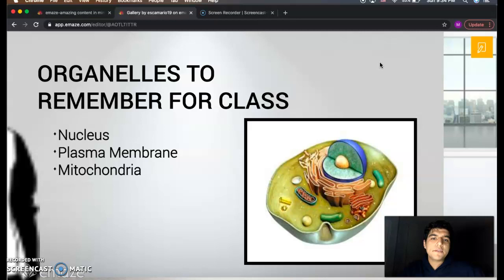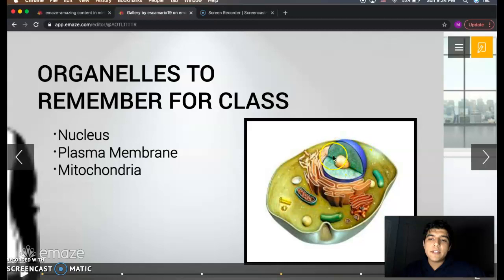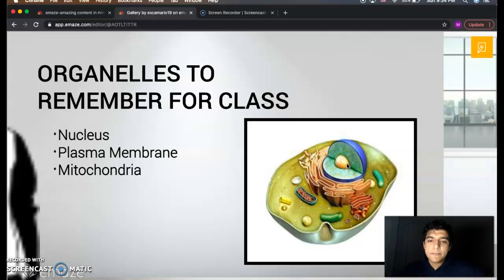Finally, a few organelles to remember for class. We will be covering more detail about these organelles in class. They are the nucleus, the plasma membrane, and the mitochondria. Okay, so like I mentioned earlier, the nucleus is this big central portion of the cell, where the DNA is contained.